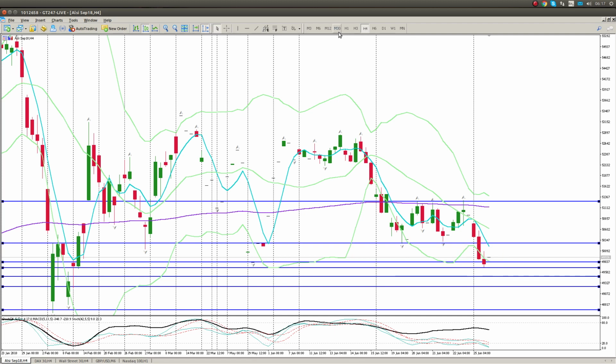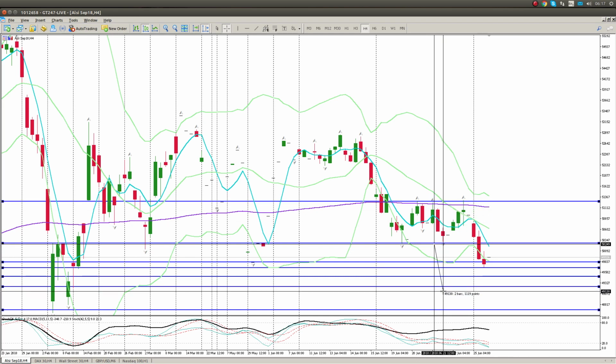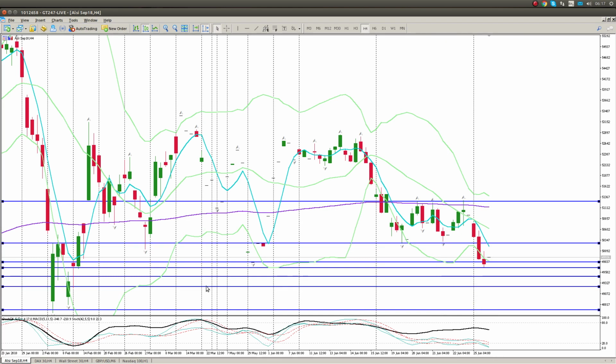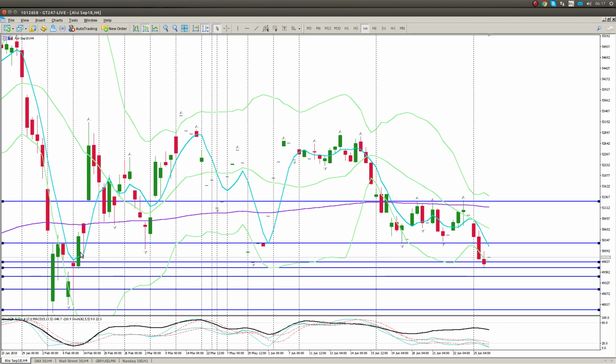So what do we want to do here? First things first, this range break should technically give us a 1,000-point target, which is pretty much the bottom of this pin bar here. That is the range break target. So that's the first scenario.